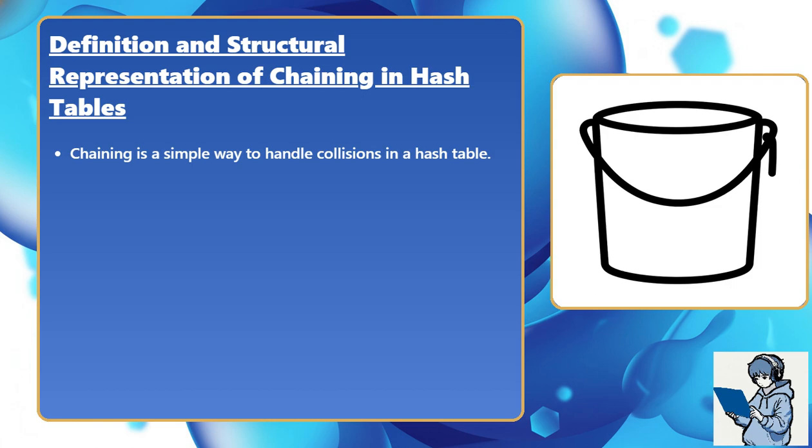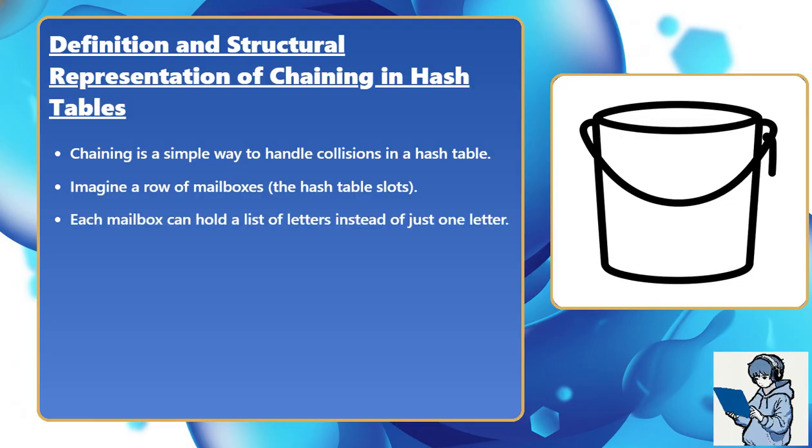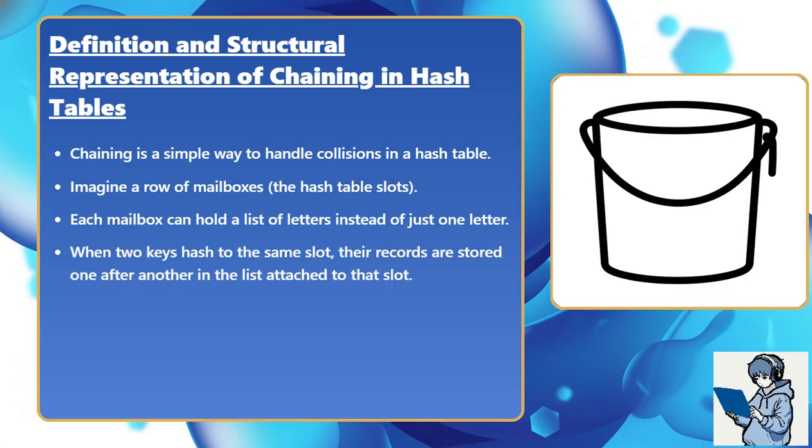Chaining is a simple way to handle collisions in a hash table. Imagine a row of mailboxes, the hash table slots. Each mailbox can hold a list of letters instead of just one letter. When two keys hash to the same slot, their records are stored one after another in the list attached to that slot.